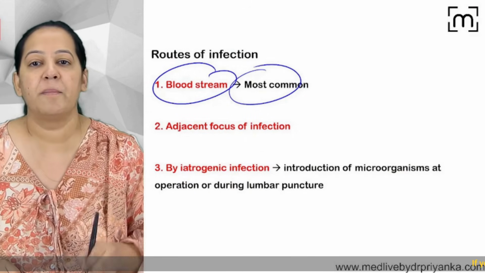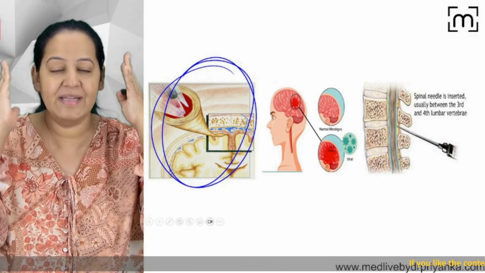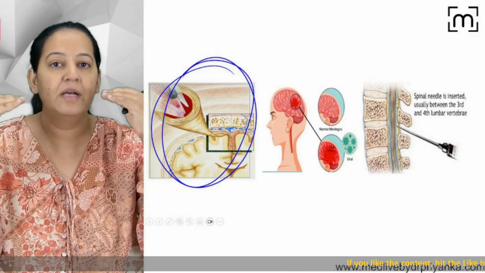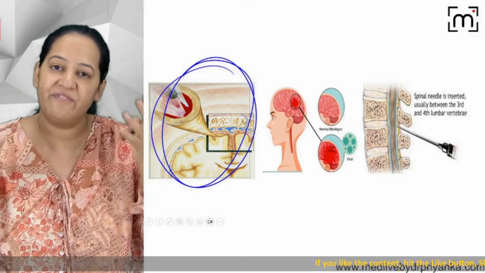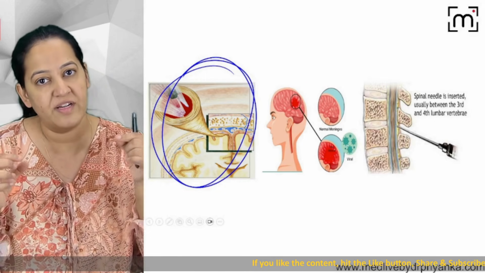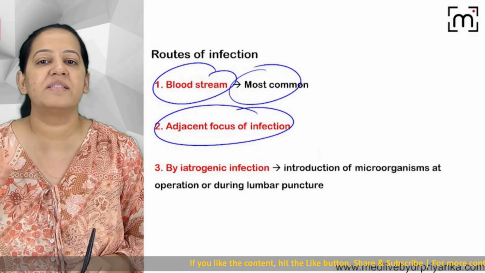Okay, number 1. Number 2, from the adjacent focus. The brain is connected to the ear, to the eyes, to the base of the skull. So if any of them have inflammation, any of them is having infection, the organism can directly involve the meninges. So from the adjacent organs. Okay, and third is etiologic.